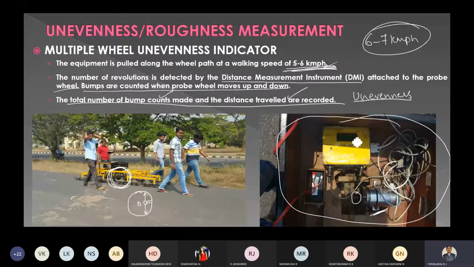You can see here this is the display window where you can see the number of bump counts. Is it clear?